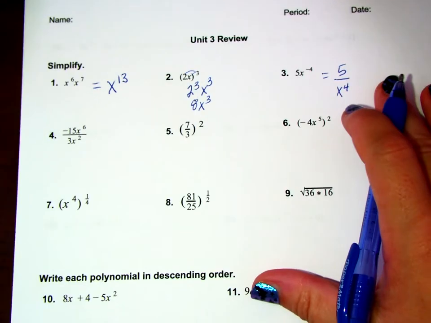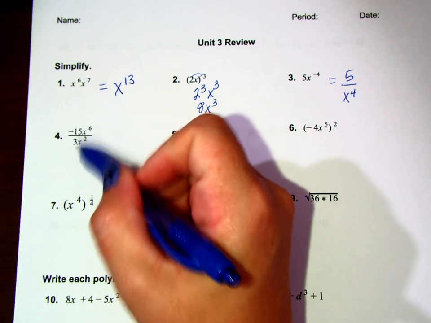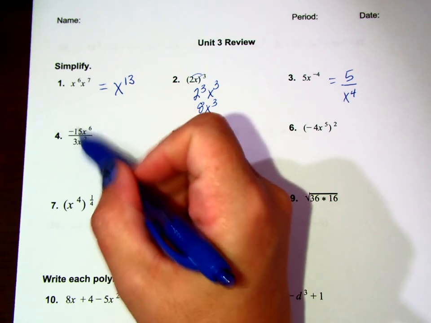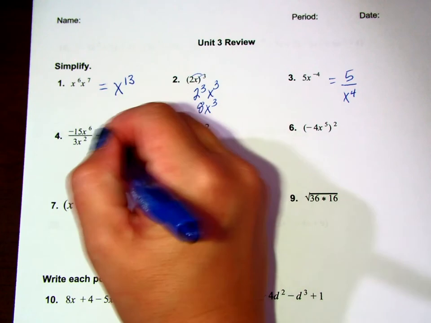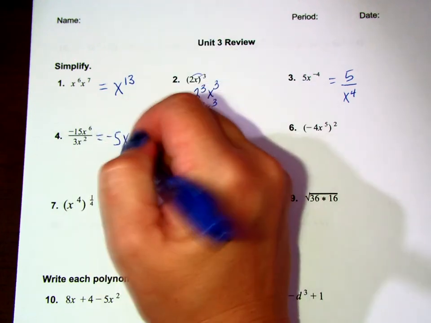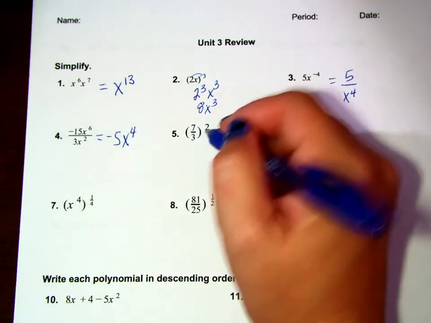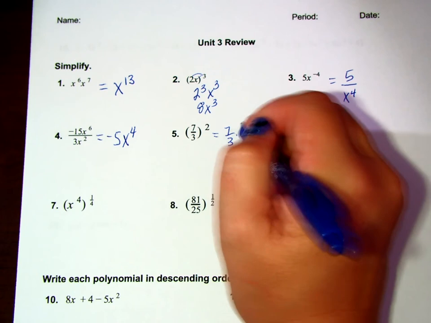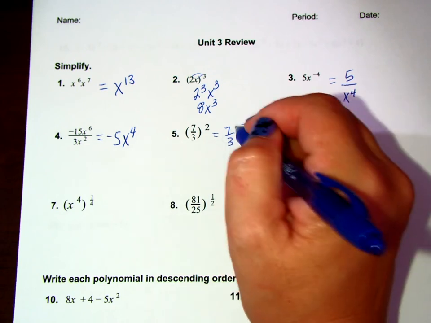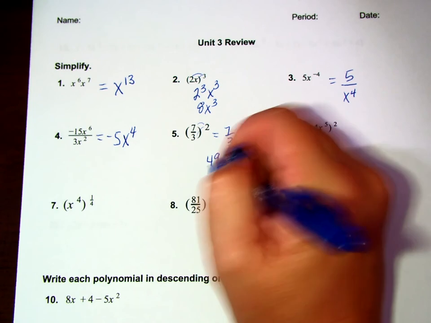How'd you do? Now over here we have dividing. When it's just coefficients that are dividing, we just do it old school, so negative 15 divided by 3 is just negative 5. But then the exponents are going to subtract on this one. So 6 minus 2 becomes x to the fourth. Over here, you could stretch it out twice in expanded form, or just do 7 squared over 3 squared, which is 49 over 9.